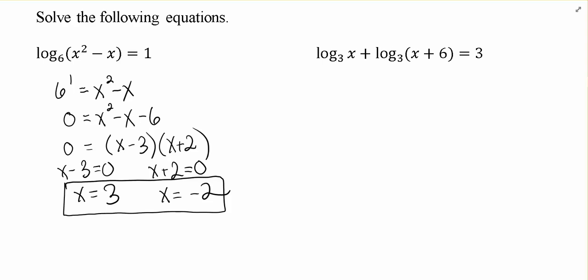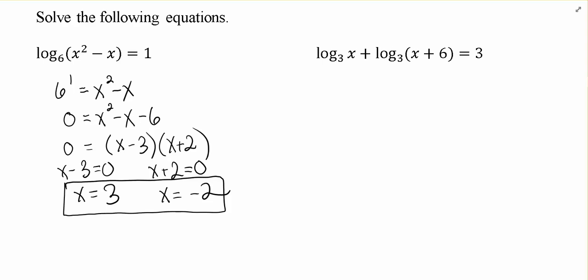And what we're looking for is we need to make sure that whatever answers we get make our arguments positive. Because remember that we can't take the log of a negative and we can't take the log of 0. We can only take the log of a positive number.